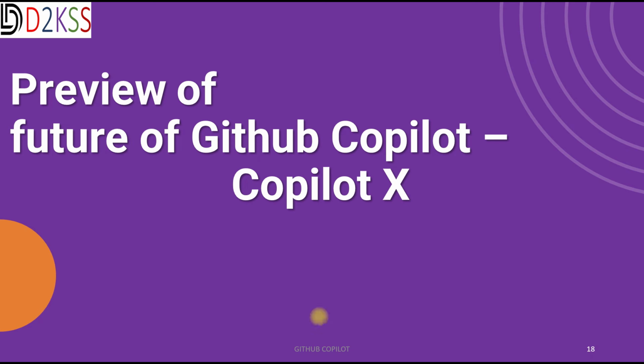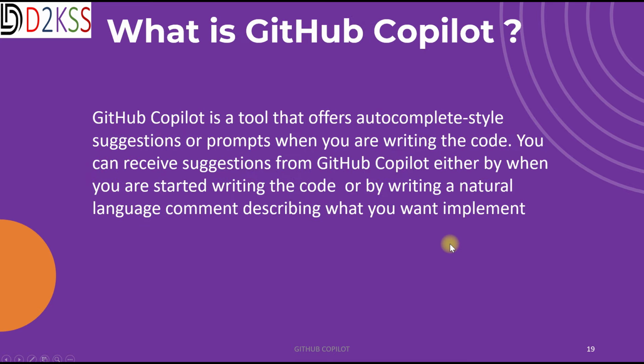In the current session, we are going to discuss the preview of features of GitHub Copilot. The GitHub Copilot tool helps the developer to write code by suggesting prompts or suggestions while they are writing the code. So when you write code, you will receive suggestions from GitHub Copilot, either when you start writing the code or by writing a natural language comment.